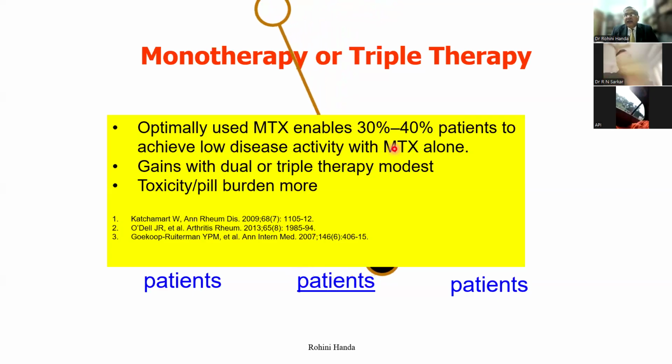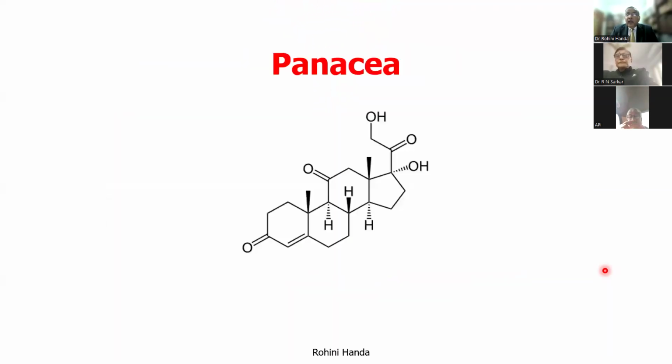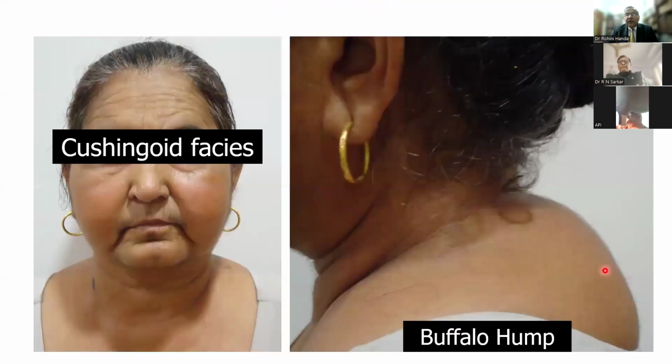We in our country utilize triple therapy for patients with suboptimal response to methotrexate. And this is something that came closest to being labeled as the panacea for rheumatoid arthritis. The Pudia story, well known to all clinicians.